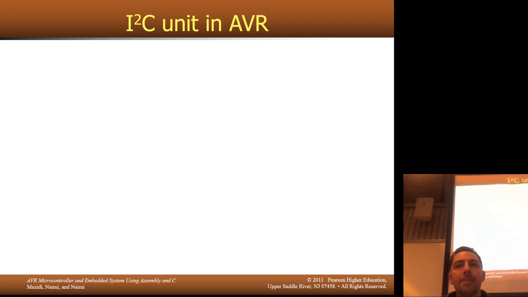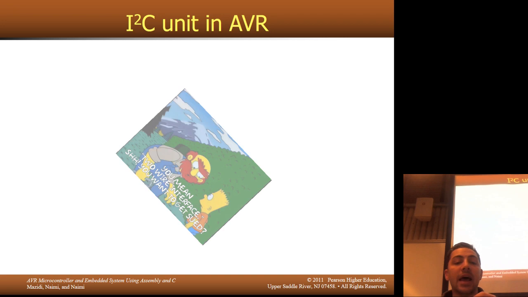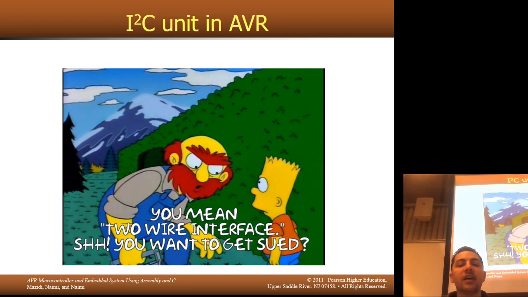And here's why. I2C is a trademarked protocol. Okay, it's trademarked by Philips. They invented it. They trademarked it. You can't use it unless you pay royalties. So instead, Atmel, now Microchip, has a two-wire interface mode. So let me show you the two-wire interface.